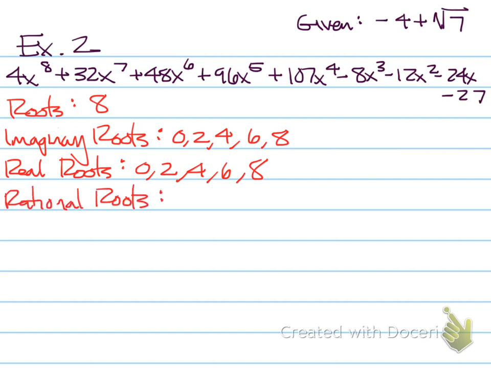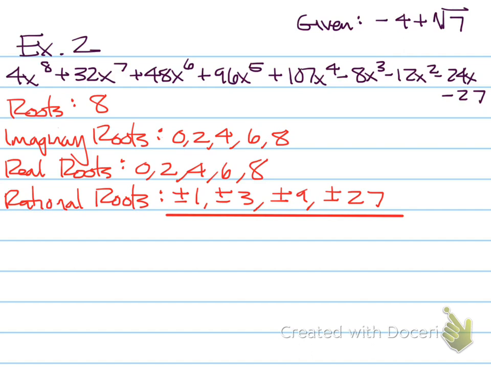Now the rational roots. The constant term is 27, so we need to write out all the factors of 27 and then divide that by all the factors of our lead term. The factors of 4 are 1, 2, and 4. That gives us all these possible rational roots.